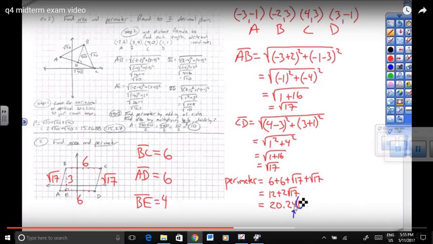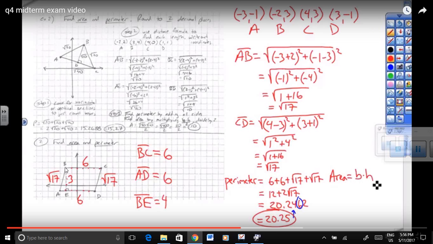So I look at the indicator number to the right. That is 5 or more. So that number I'm rounding to goes up by 1. That gives me 20.25. Area is base times a vertical height.